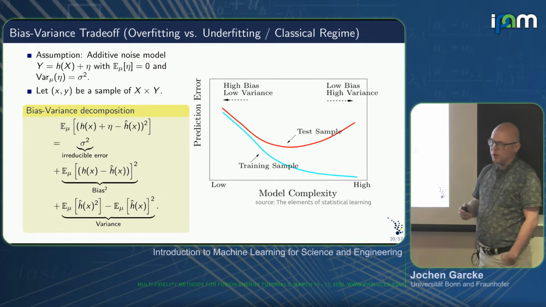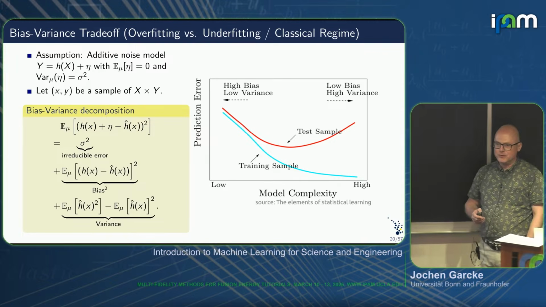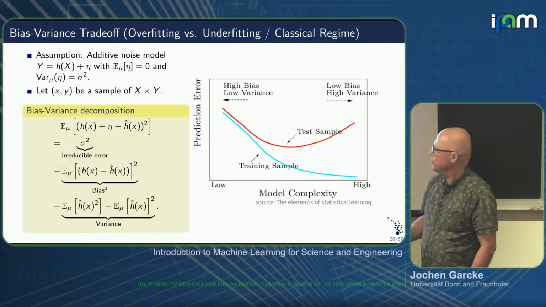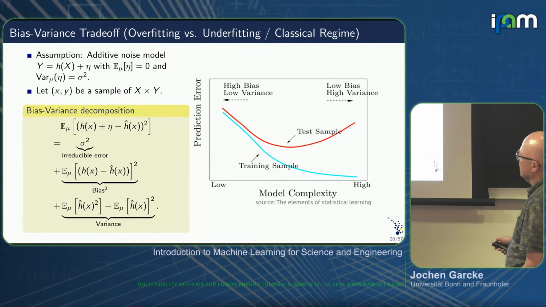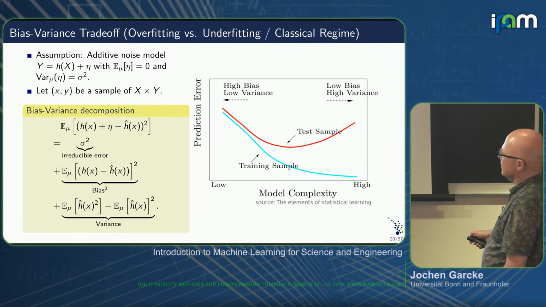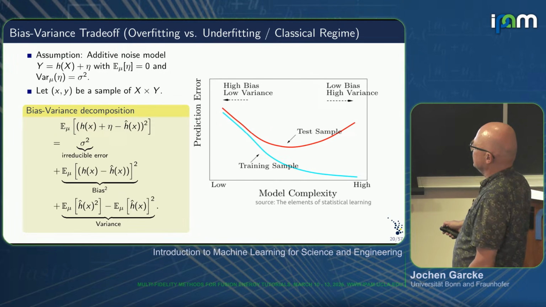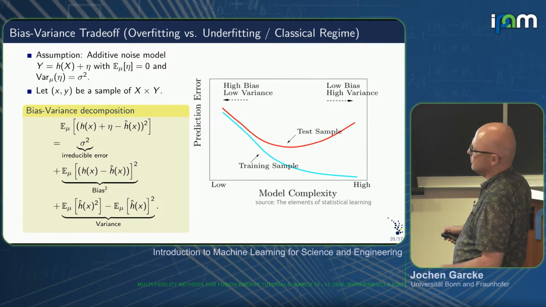A classical problem is always overfitting and underfitting. So one can decompose what we're after. This is the target, the unknown one. This is the noise of the data. This is the model I have. One can decompose this into the so-called bias-variance decomposition.